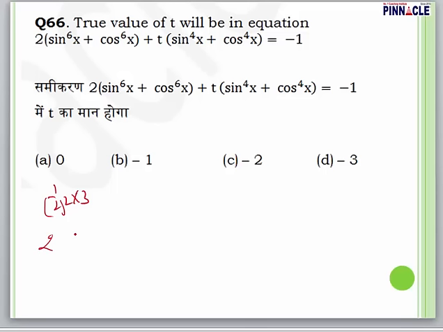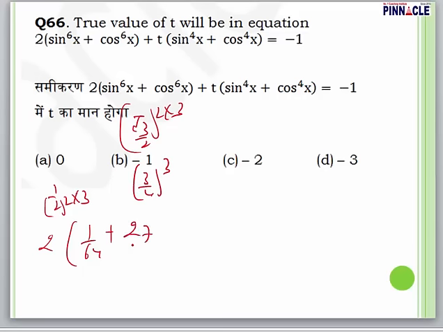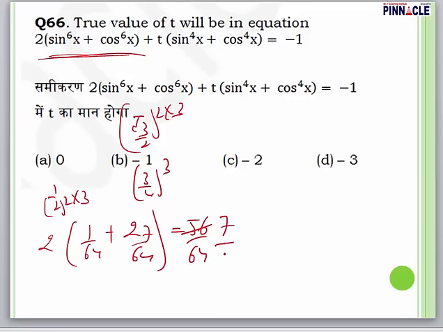So you can write 1 by 64 plus, and cos 30 is equal to root 3 by 2. So this would be 3 by 4, and 3 by 4 to the power 3 would be 27 by 64. In other words, this expression has become 27 plus 1, 28. 28 into 2 is 56, divided by 64. It will be cancelled by 8: 7 and 8. So this is equal to 7 by 8.